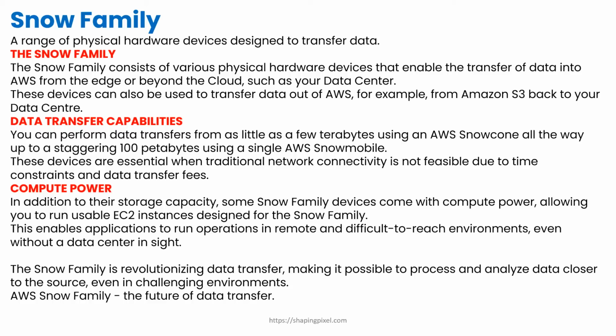These devices are essential when traditional network connectivity is not feasible due to time constraints and data transfer fees. In addition to this storage capacity, some Snow Family devices come with compute power, allowing you to run usable EC2 instances designed for the Snow Family. This enables applications to run operations in remote and difficult to reach environments even without a data center in sight. The Snow Family is revolutionizing data transfer, making it possible to process and analyze data closer to the source, even in challenging environments. AWS Snow Family, the future of data transfer.